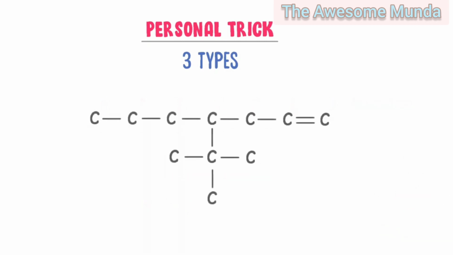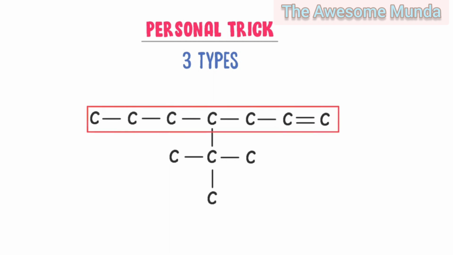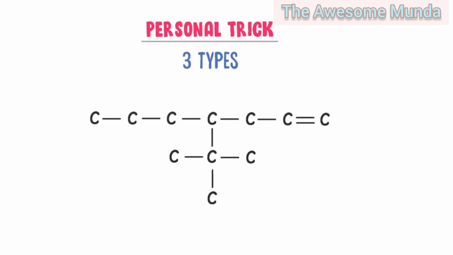Consider this organic compound. This is the father chain and this is his son. I number the father chain. 1, 2, 3, 4, 5, 6, 7. There are 7 carbons present in the father chain. I write hept. Also, there is 1 double bond. I write ene. So the father chain is heptene.